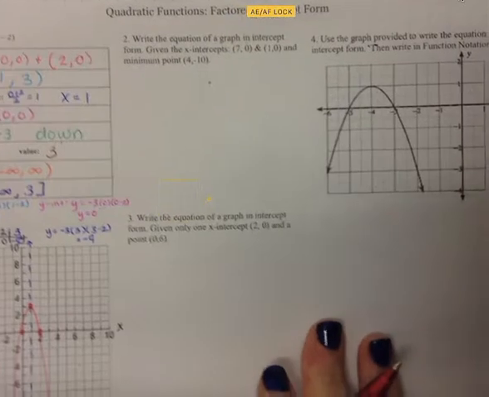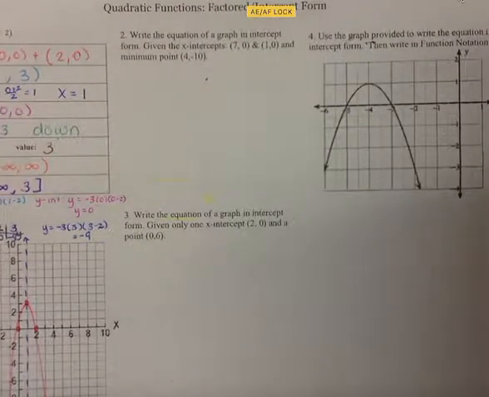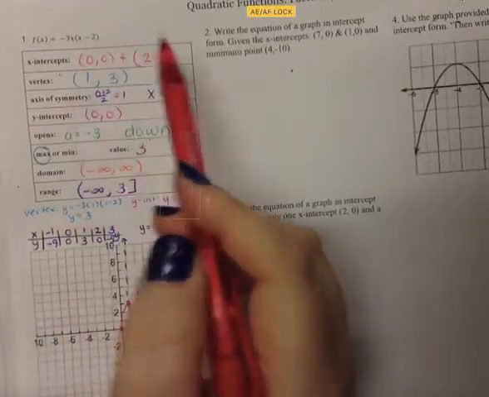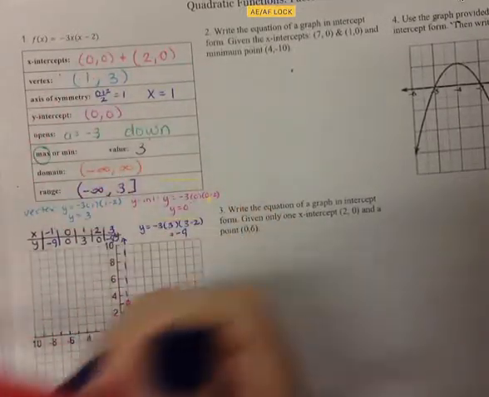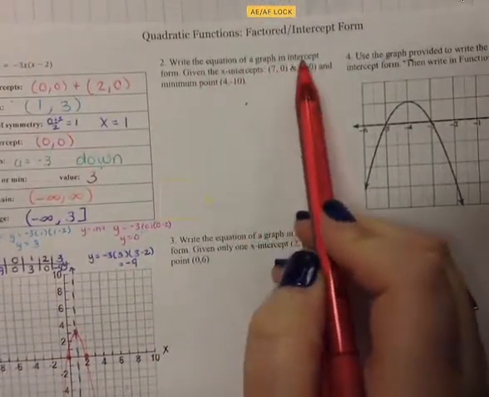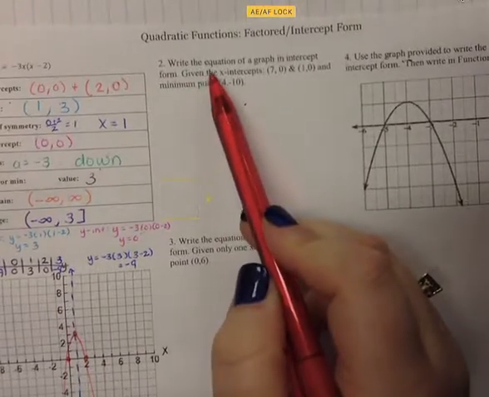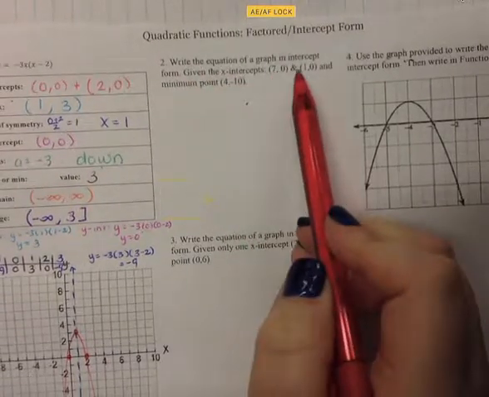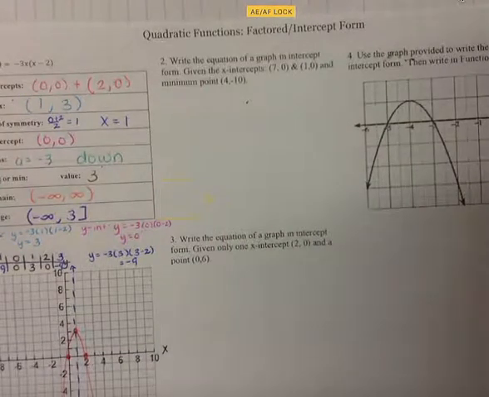On these next examples, we're actually going to use information to create the equation. Instead of being given the equation, we're going to use everything we know to be able to create it. So we're going to write the equation of a graph in intercept form, and we're going to be given the 2 x-intercepts at 7, 0, and 1, 0, and we will have a minimum point. So we do know it's going to open up, so that does help us a little bit.